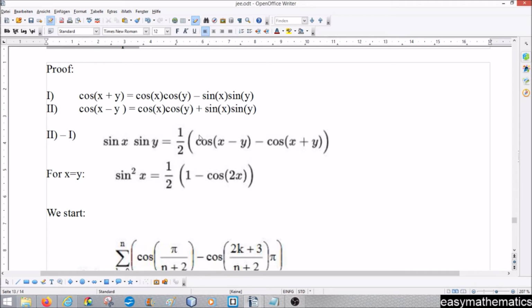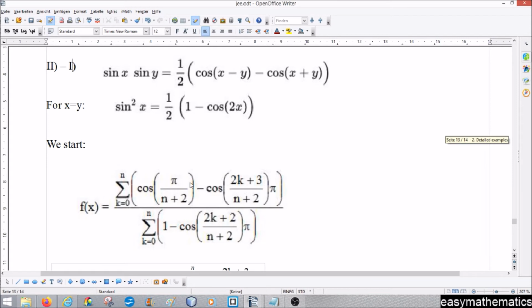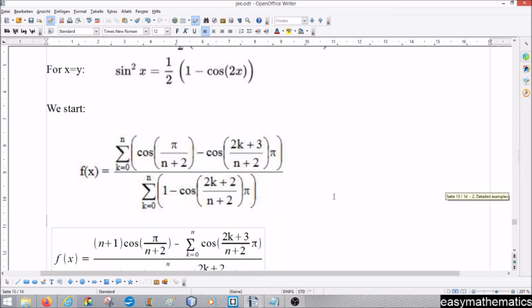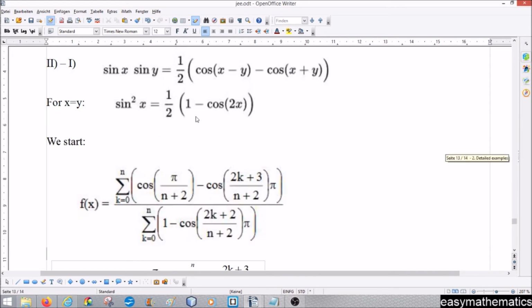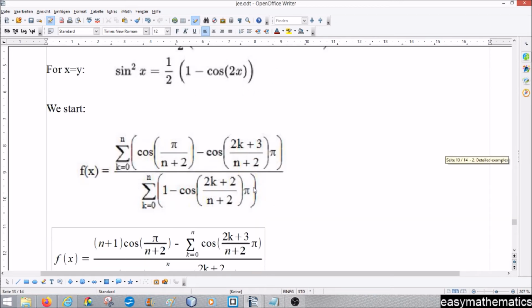Okay, so with these identities, we plug in carefully in our f of x, and we get this function. Okay, so make sure that you get it also. Just plug in the values x and y carefully, and you should get exactly this.